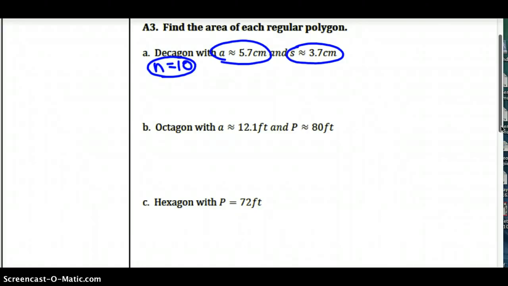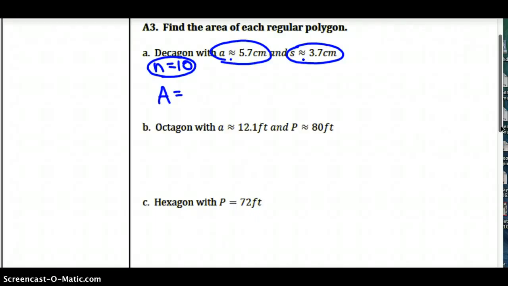And if you notice, we do have approximation symbols here. Regular polygons cannot just have any old measures. They have to be carefully calculated, and they rarely come out to be integers for all. We'll have an integer for the number of sides always, but a lot of times we're going to have some rounded values because of the complexities and the angles that are involved.